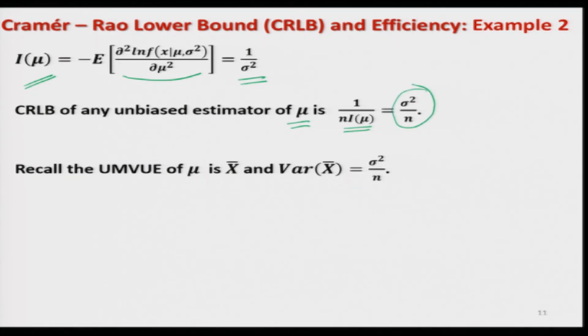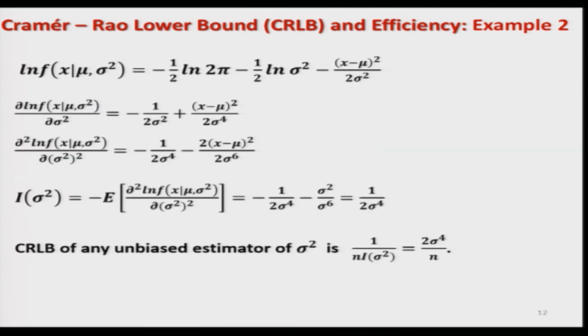Now, recall that earlier you had estimated the value of mu by x bar, whose variance was sigma square upon n. That means the variance of x bar and the Cramér-Rao lower bound are matching. So if you want to estimate the parameter mu of the normal population, then x bar is the uniformly minimum variance unbiased estimator of mu.